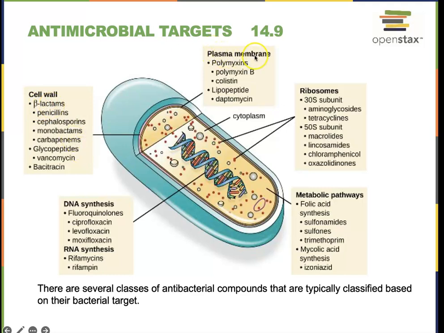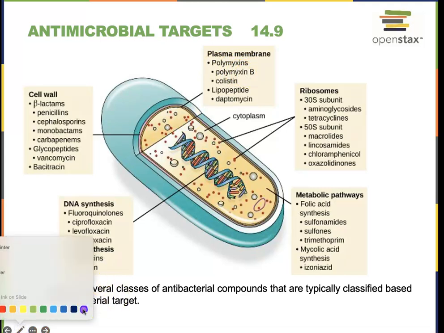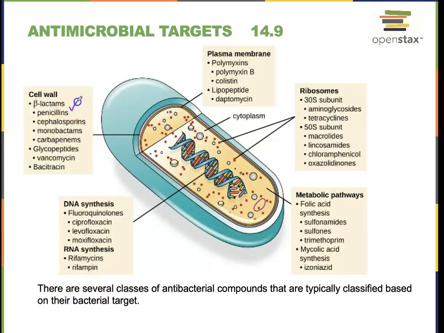We can target the plasma membrane. There are some molecules within the plasma membrane that we can attack. Polymyxin B is what we're talking about there. So we have beta-lactams and penicillin. We're going to talk about polymyxin B.